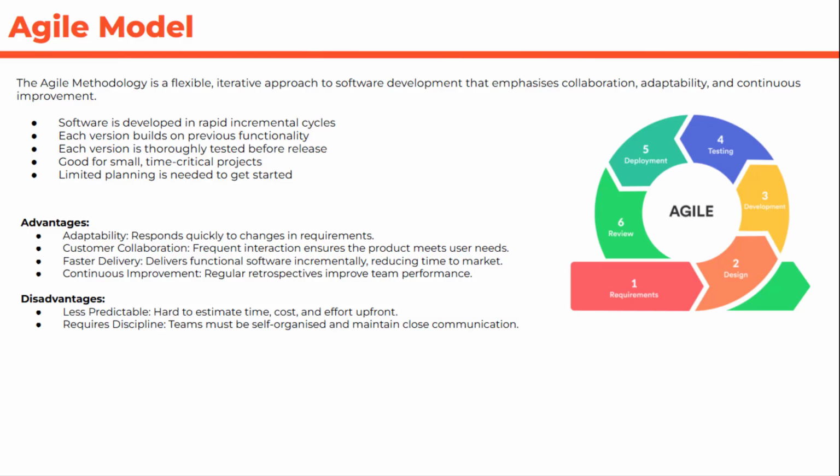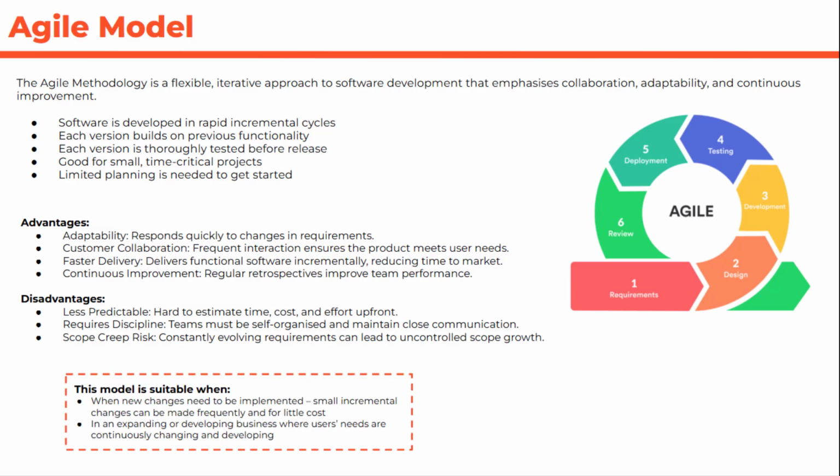It requires discipline. Teams must be self-organized and maintain close communication, which developers aren't always very good at. You have scope creep. That was what I was talking about before, where constantly evolving requirements can lead to uncontrolled growth of your project or new requirements coming in that you didn't plan for. And this model is suitable when new changes need to be implemented. Small incremental changes can be made frequently and for little cost, in an expanding or developing business where users' needs are continually changing and developing.